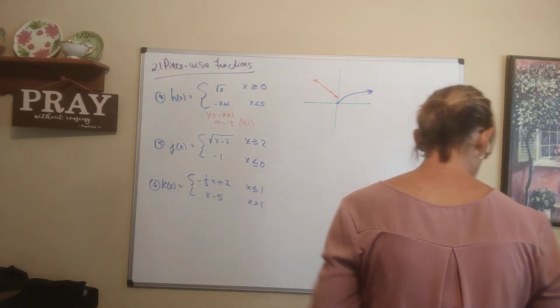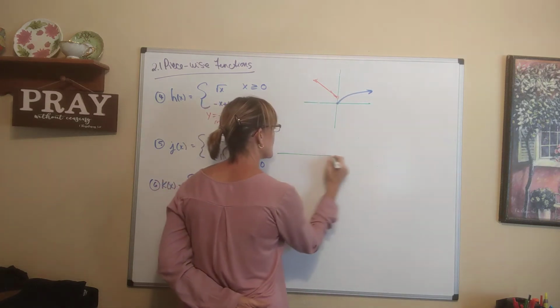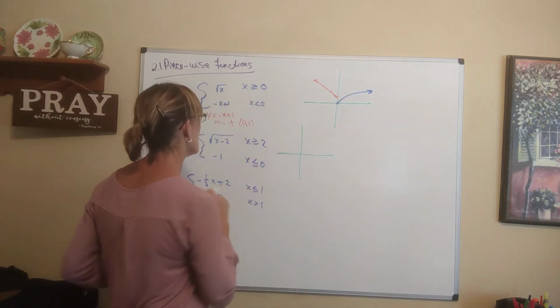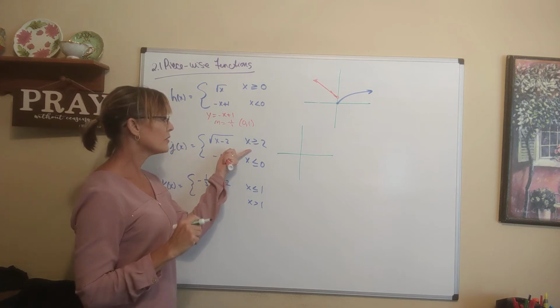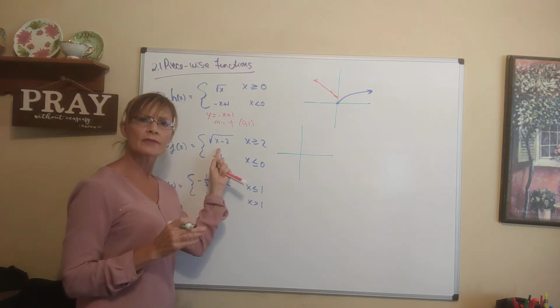Okay, how about j of x? Let's graph him. J of x, here's my little xy for him. For values of x that are greater than or equal to 2, it's this. Okay, first let's just graph this guy.